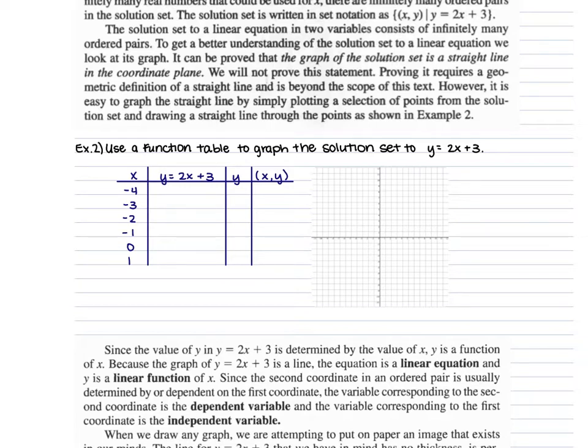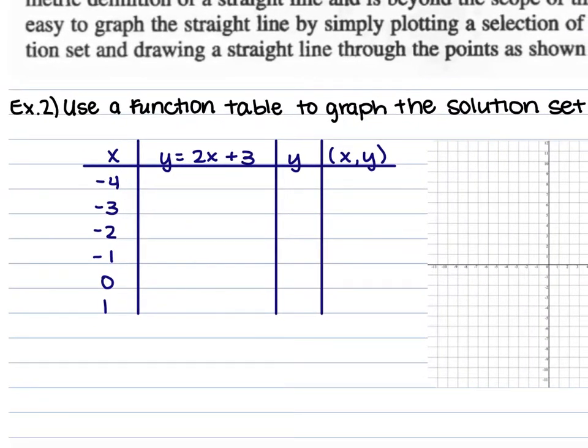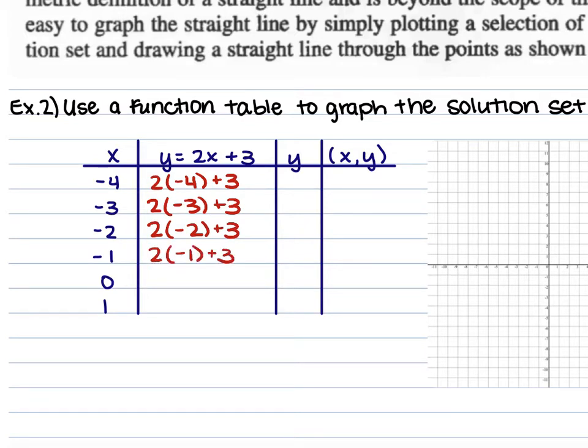So with this equation, we have y is equal to 2x plus 3. We're given specific x values of -4, -3, -2, -1, 0, and 1. We're just going to be plugging these x values in and simplifying the expression to get our y value, which will then give us that ordered pair x comma y. So just plugging these values in, we're going to have 2 times -4 plus 3, 2 times -3 plus 3, 2 times -2 plus 3, 2 times -1 plus 3, 2 times 0 plus 3, and 2 times 1 plus 3.